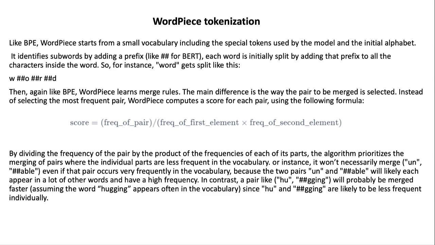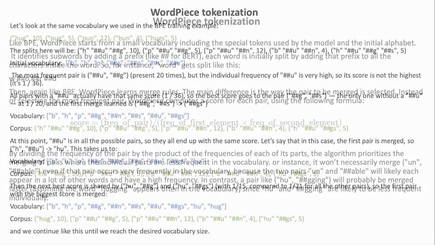For example, a pair like "hug" and ##ging would likely get merged faster because both parts are less frequent on their own. But a pair like "un" and ##able might get skipped, even if it shows up a lot, because "un" and ##able each appear frequently in many other words. WordPiece's scoring system helps create tokens that are more useful for understanding word structures across different contexts.